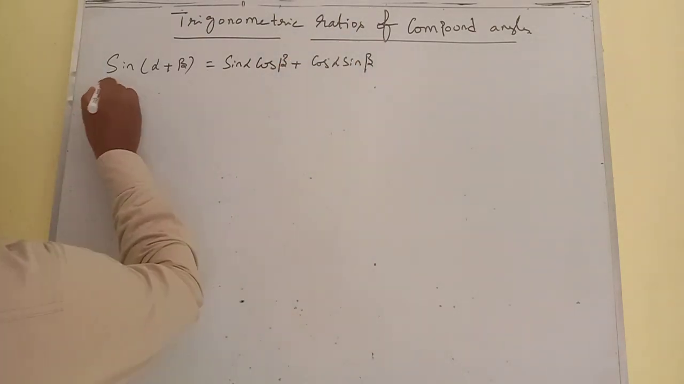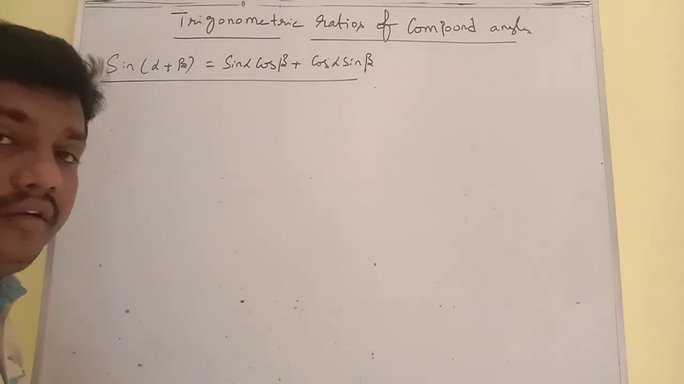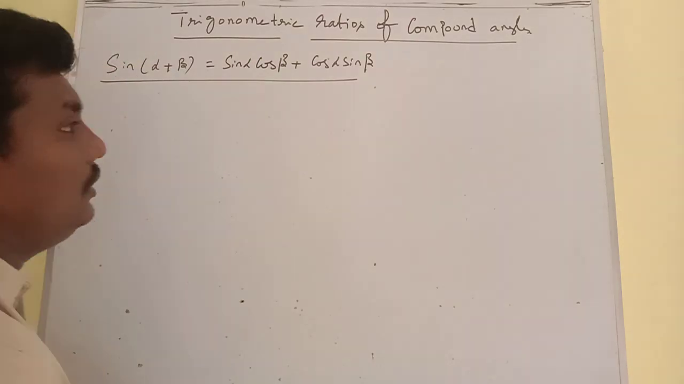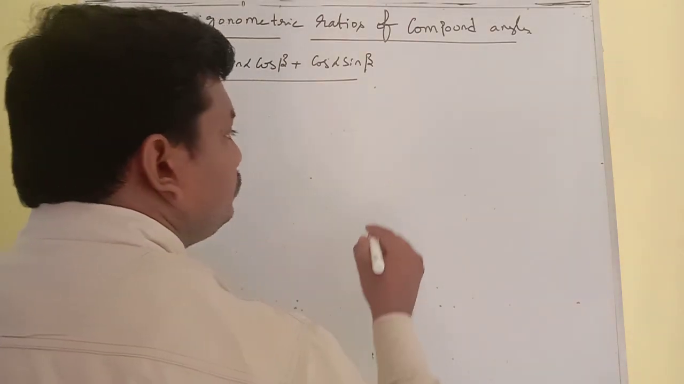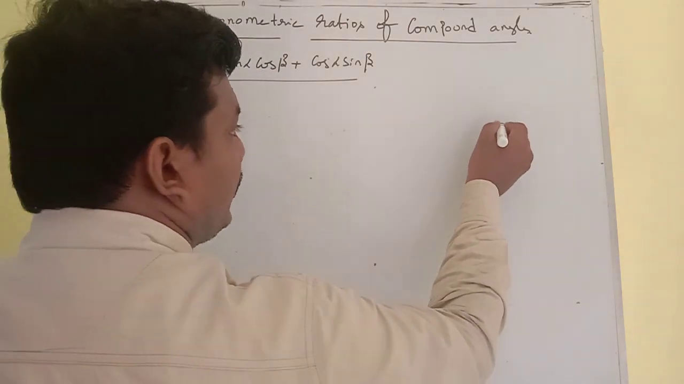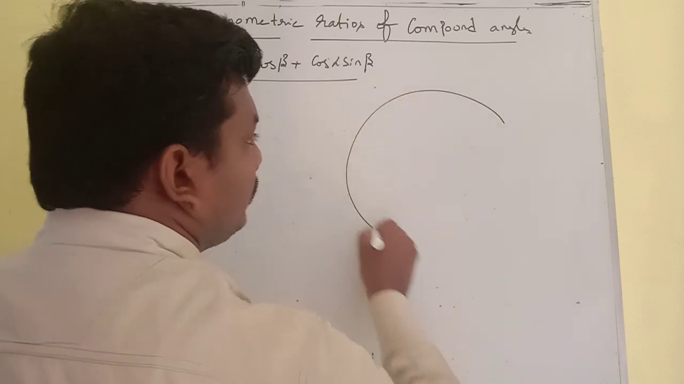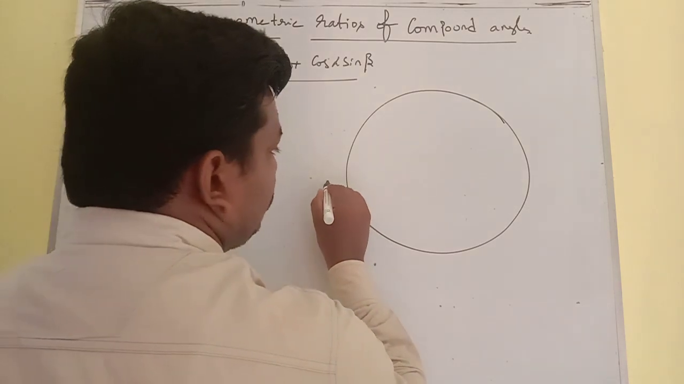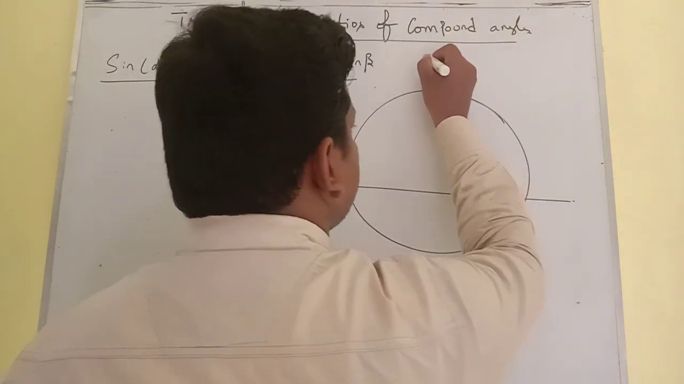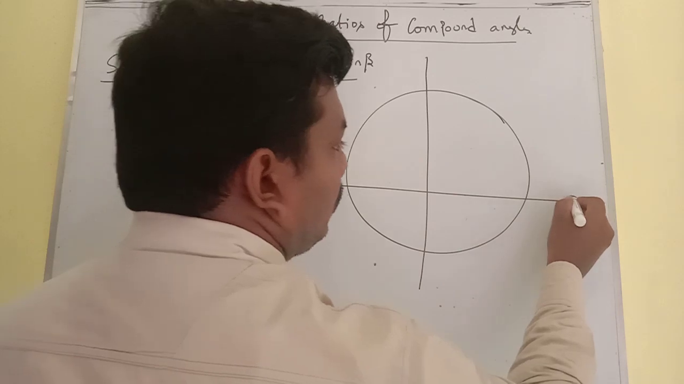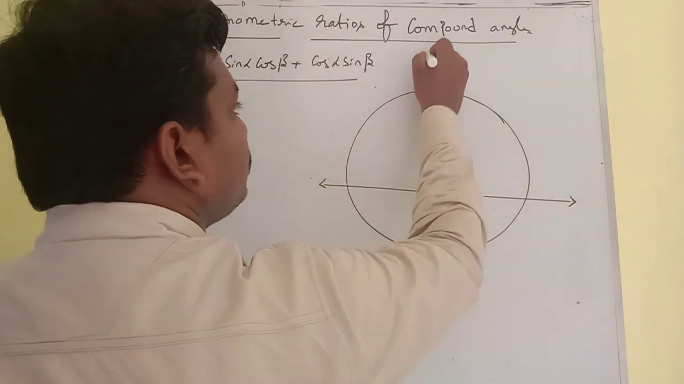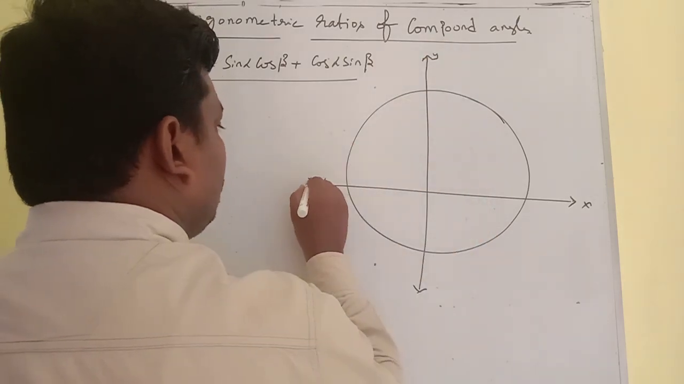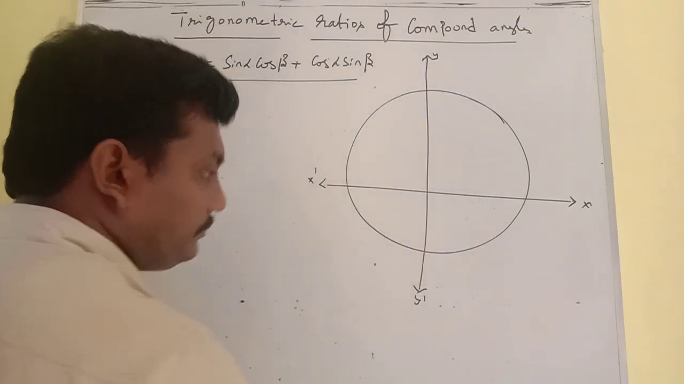So how to derive this formula is what we have to learn in this video. Let me first consider a unit circle, or a circle with radius r. In this, we are going to consider the x-axis and y-axis, x dash and y dash.